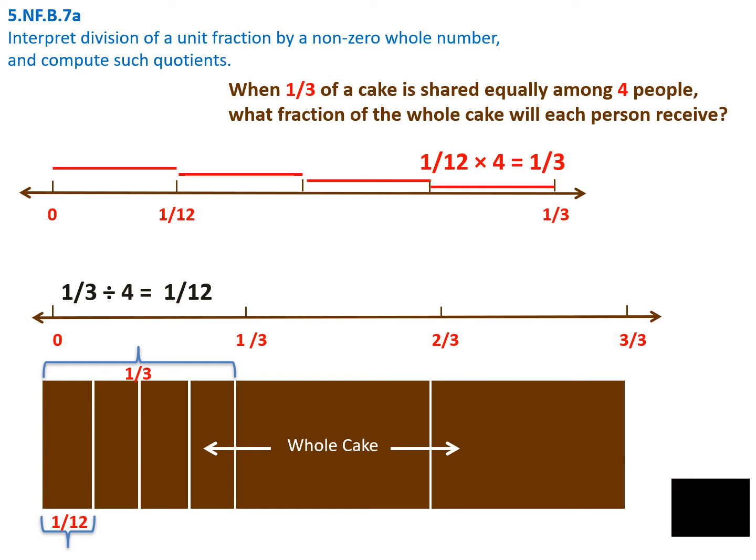We can see the whole cake divided into 3 sections, or 1/3, and then one of the 1/3 divided into 4 pieces. Each person receives 1/4 of the 1/3 of the cake. But what portion of the entire cake does each person receive? And we can see in this area model that they receive 1/12 of the entire cake. At the top of the slide, we see a number line representation of 1/3 divided into 4 equal parts.